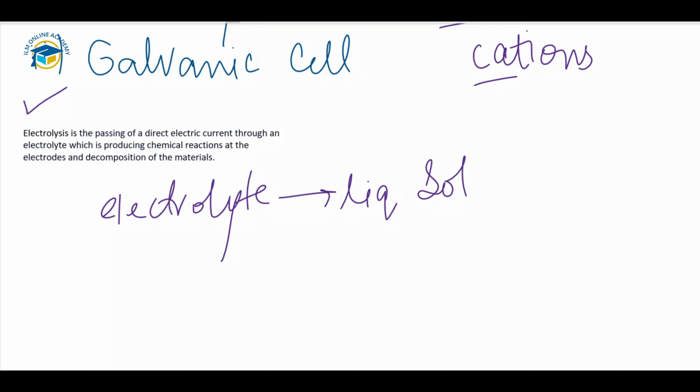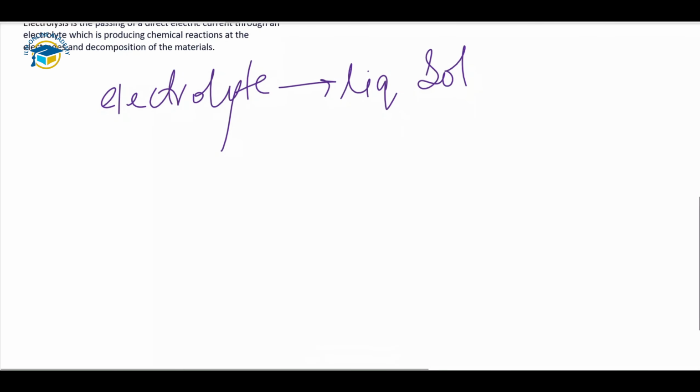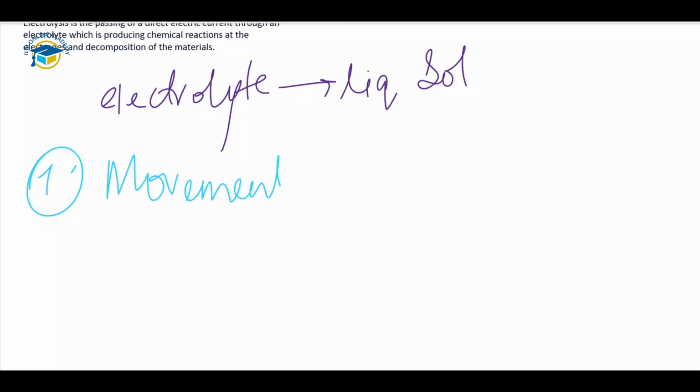In this process, a transfer of charge occurs because of three important points. The first one is the movement of electrons. Second, the loss and gain of electrons at the electrodes.